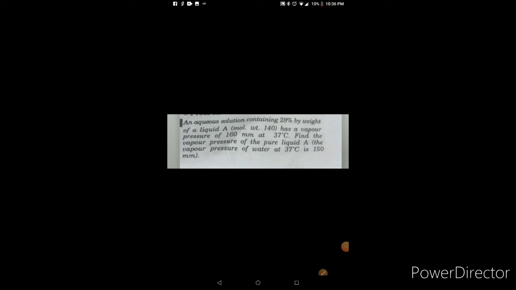An aqueous solution containing 28% by weight of a liquid of molecular weight 140 has a total vapor pressure of 160 mm at 37 degrees Celsius. Find the vapor pressure of pure liquid A, given that the vapor pressure of water at 37 degrees Celsius is 150. We do not know what the liquid is, but the solute has molar mass 140. So now two liquids A and B are mixed together: one is water and one is unknown.